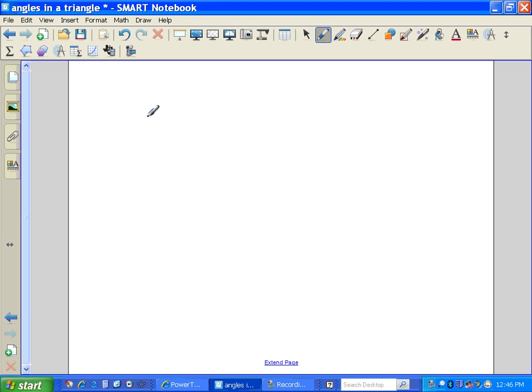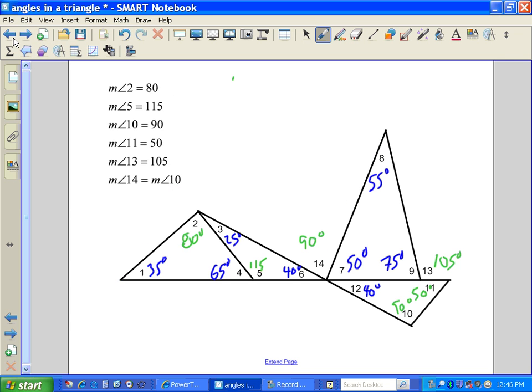You have a few worksheets to work on for this, and you should be working on your movie project, your video project, finding pictures of angles and triangles, as many as you can, and making little pieces on them.